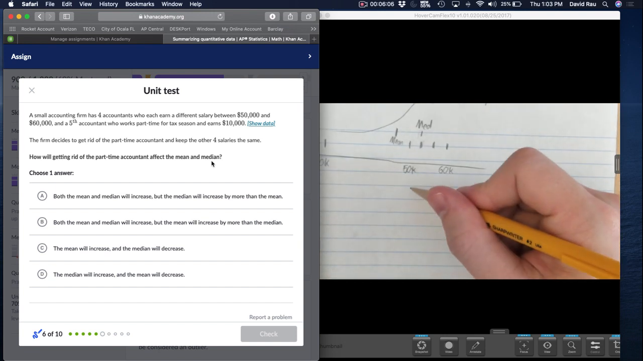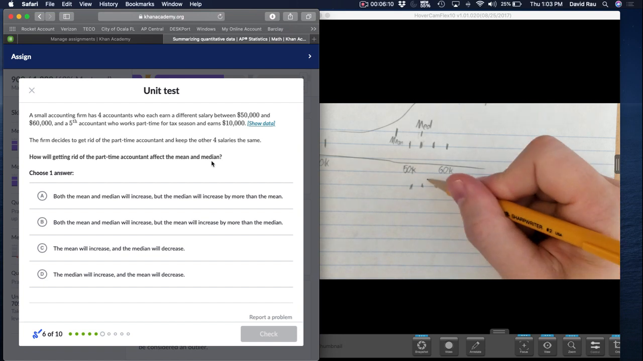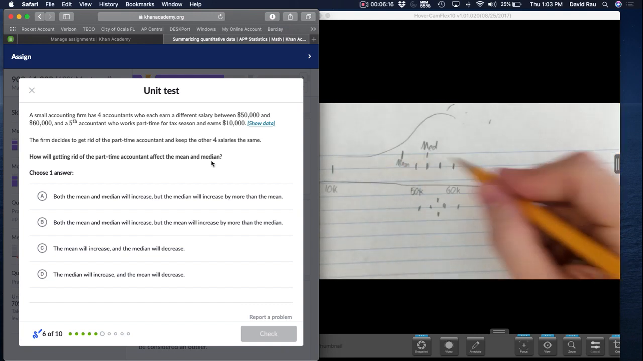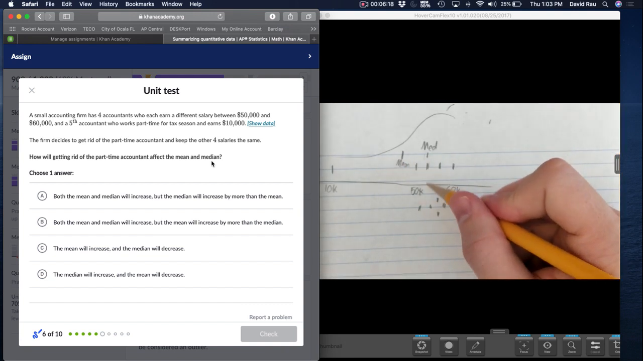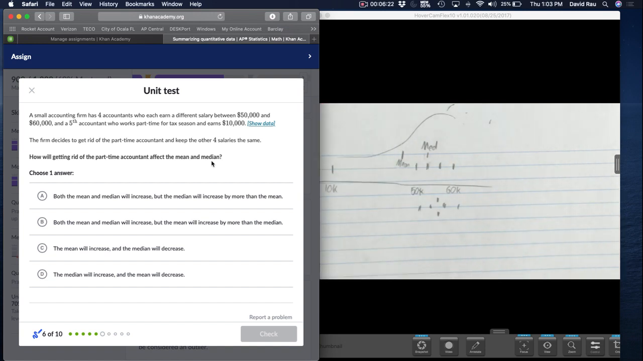However, after you remove the data point, now the median's here, but now the mean is probably here as well. And so if we look at those and compare them, the median's barely moved over, but the mean has shifted greatly. So that kind of gives us the clue to the answer. Both the mean and the median will increase, but the mean will increase more.